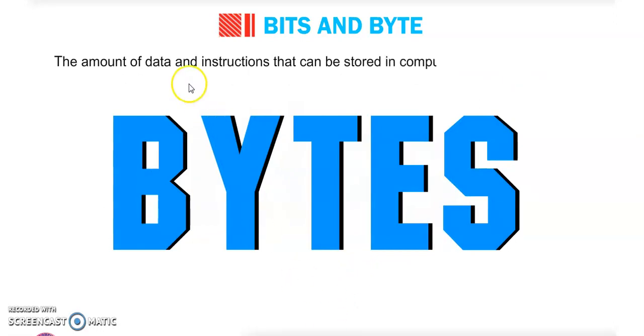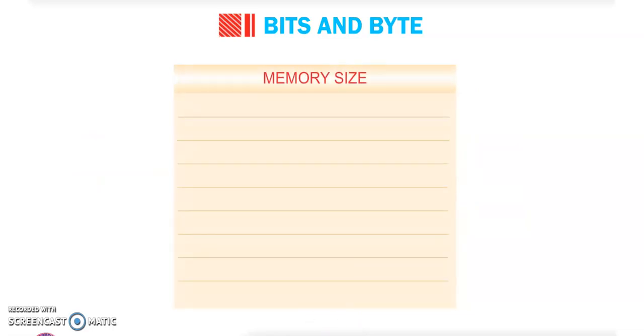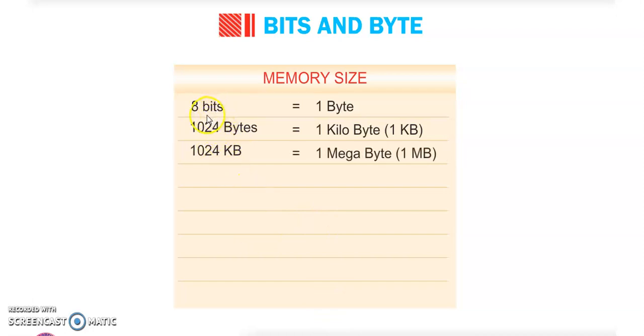The amount of data and instructions that can be stored in computer memory is measured in bytes. Now this is the chart of memory size. One by one I will explain. First, the smallest unit of measurement is the bit. 8 bits is equal to 1 byte. Then 1024 bytes is equal to 1 kilobyte. The smallest unit is bit, then byte, then kilobyte.